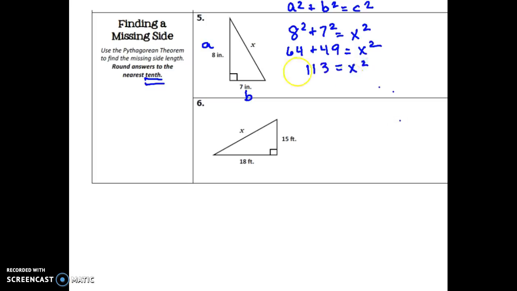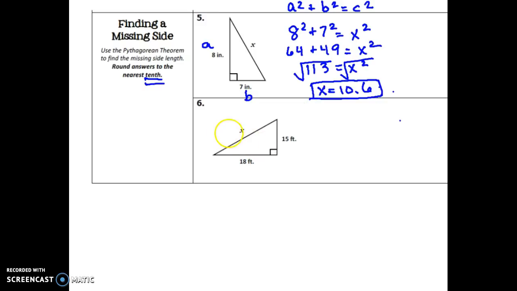So now we're solving for x, so we're going to take the square root of both sides to solve for x. And when we do that, we're going to round to the nearest tenth. So our x is going to be equal to 10.6. Now recall, it's also equal to negative 10.6, but the negative answer doesn't make any sense in this situation. So we throw out that answer and go with the positive. x is equal to 10.6.